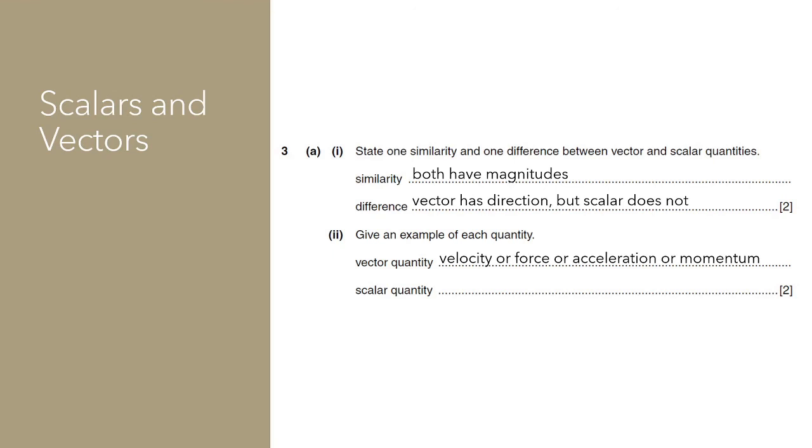The example for scalar quantity can be energy, or work, or power, or speed, or mass, or it can also be time, length, distance, and other quantities which are included in the scalar quantities but not included in the example written in this problem.